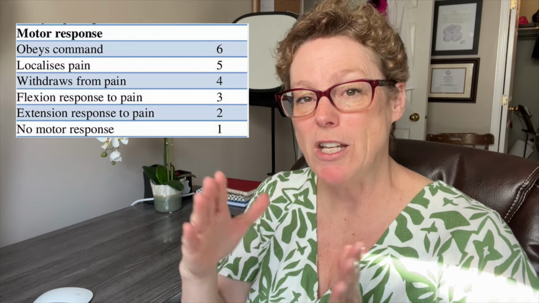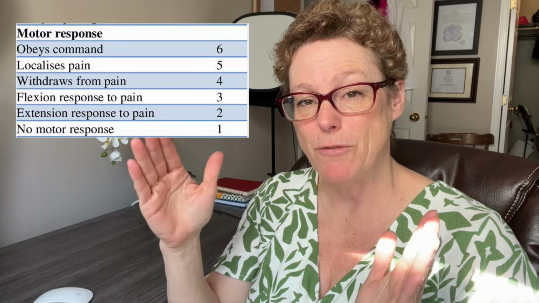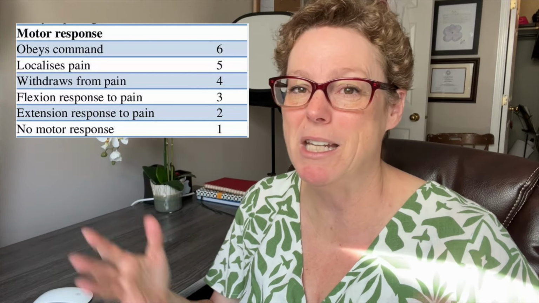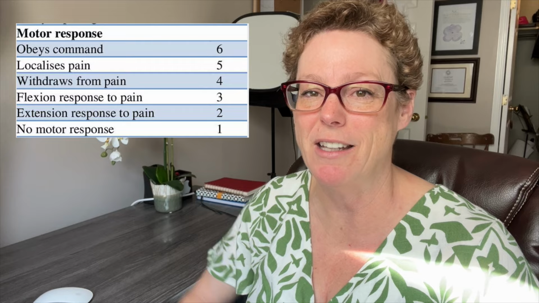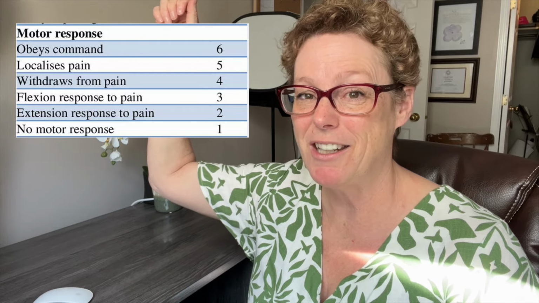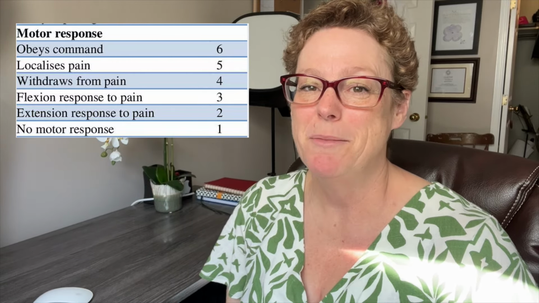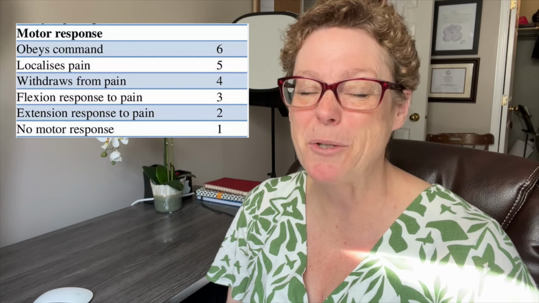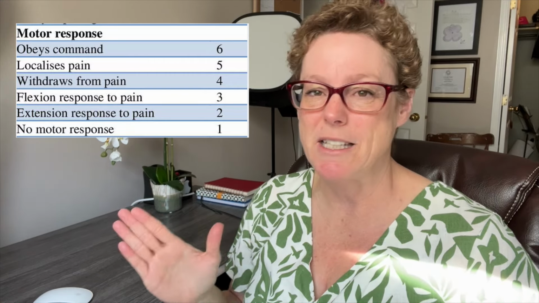You'll see that the range expands from 1 to 6. There's a few more options in here. Now, a 6 out of 6, best case scenario, is that they can obey commands, meaning, Mrs. Johnson, can you raise your right hand? Understanding, comprehension, and movement. Mrs. Johnson, can you close your eyes? When they can obey commands, we're going to give them a 6 out of 6.